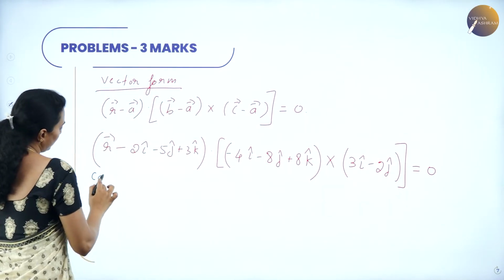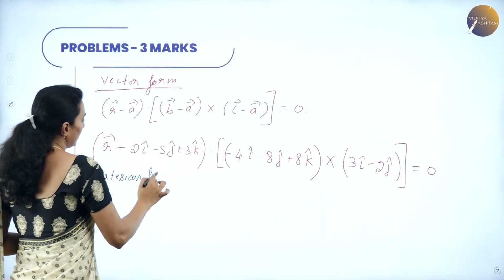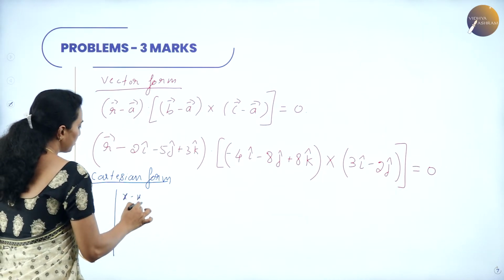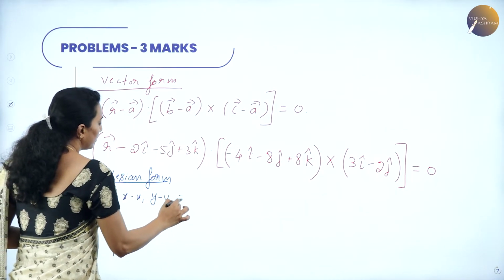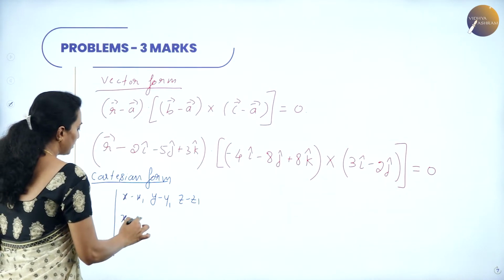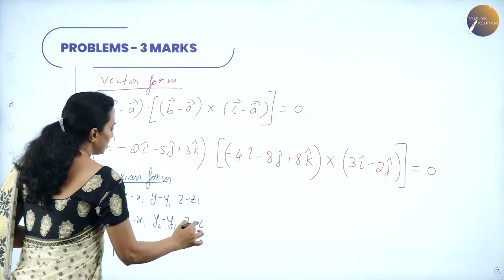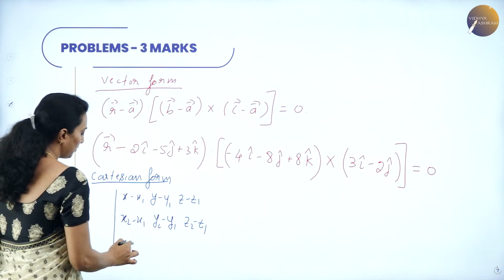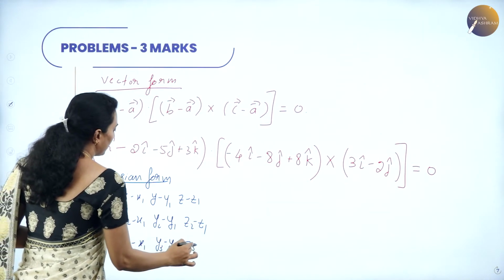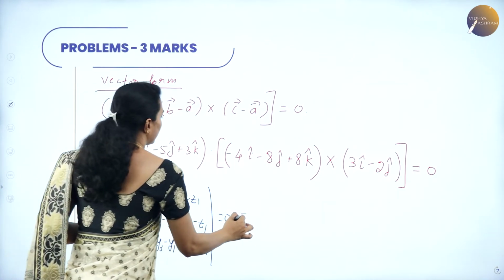Now what is a Cartesian form? Cartesian form is given by the determinant with first row x minus x1, y minus y1, z minus z1; second row x2 minus x1, y2 minus y1, z2 minus z1; third row x3 minus x1, y3 minus y1, z3 minus z1, which will be equal to 0.